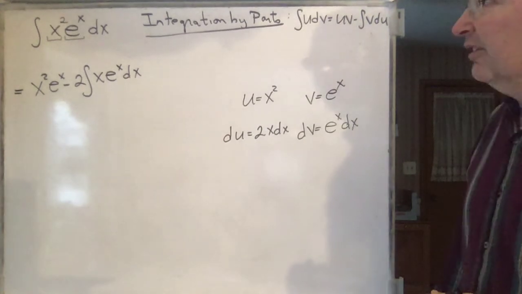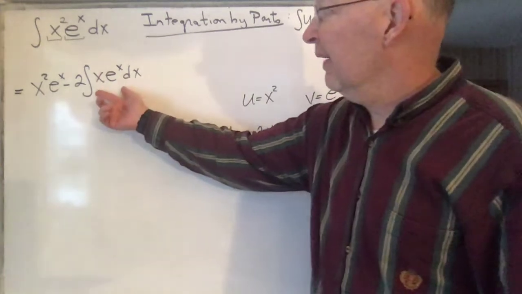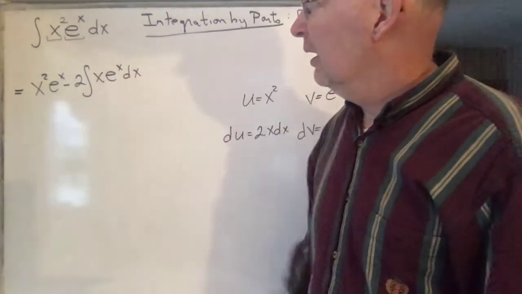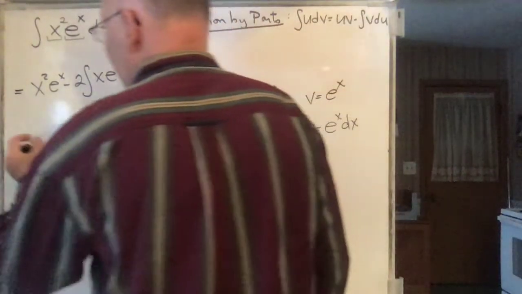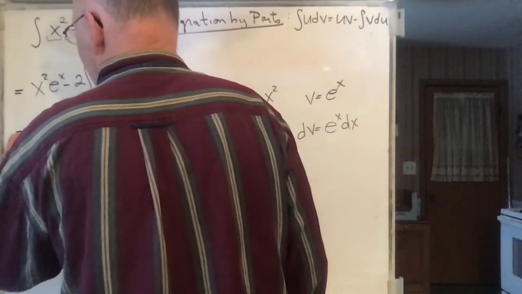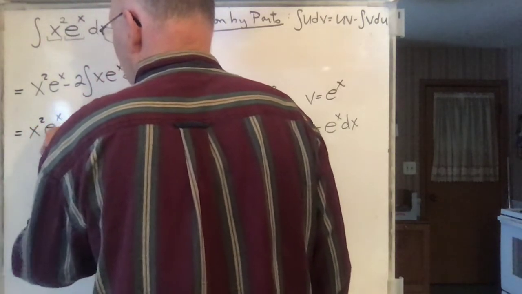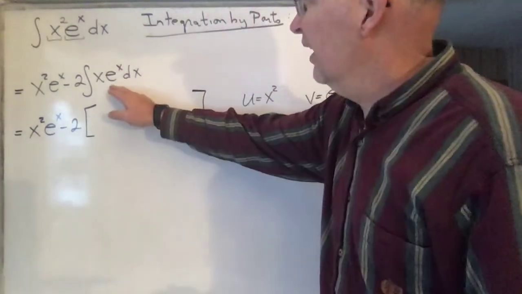So you look at that and you say, well, that's fine and dandy. Problem is I still have something that I can't find the antiderivative of. That might be your first thought. Hopefully your second thought is, hey, we just found the antiderivative of that. Agreed? That's the one we just did. So what was the antiderivative of that?